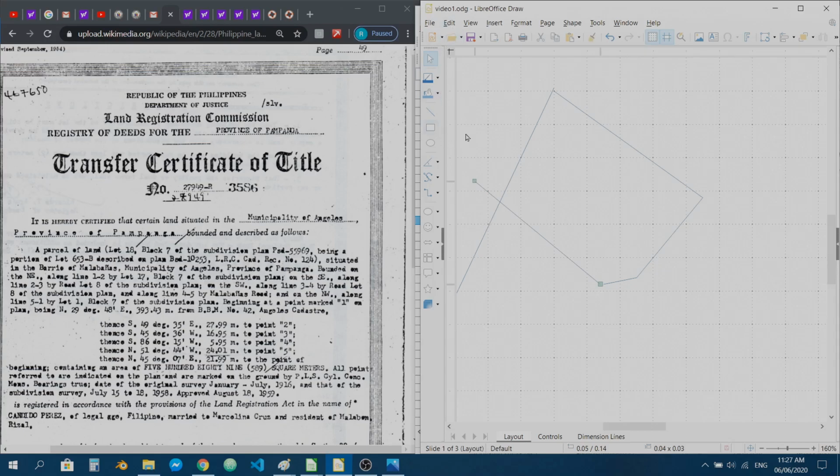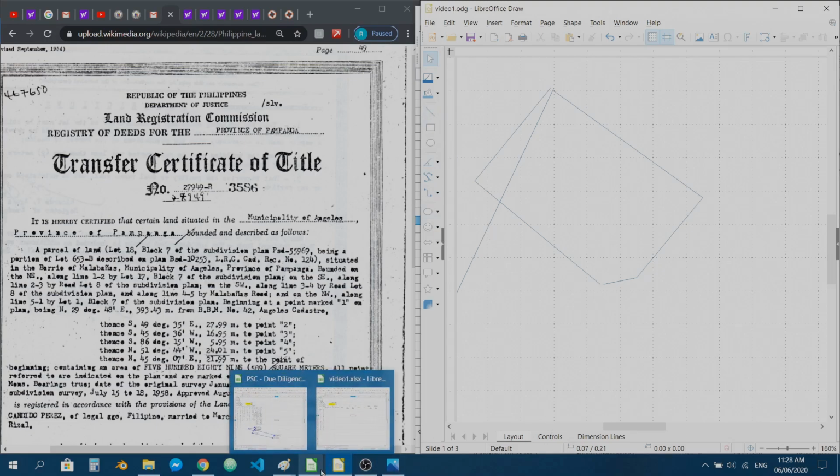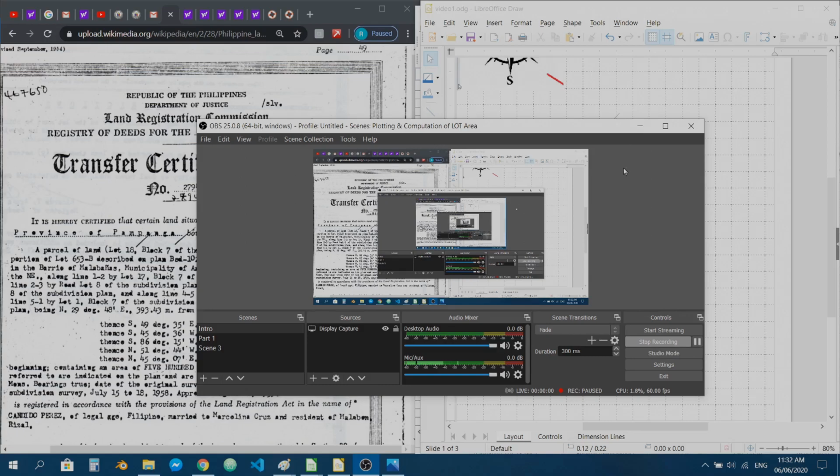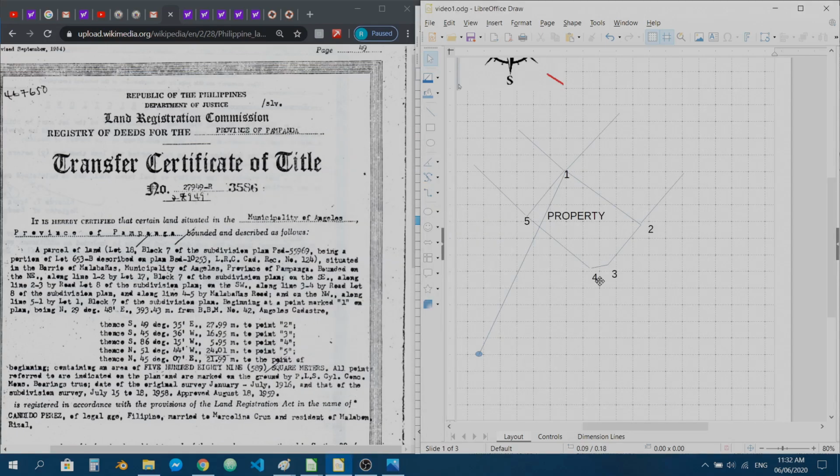And then from there, sabi, north 45.7, 21.99 to point of beginning. Ang point of beginning po natin is the 0.1. So as you can see, okay, let me post this video to complete po yung lot plan natin. So, ito na po yung property natin.